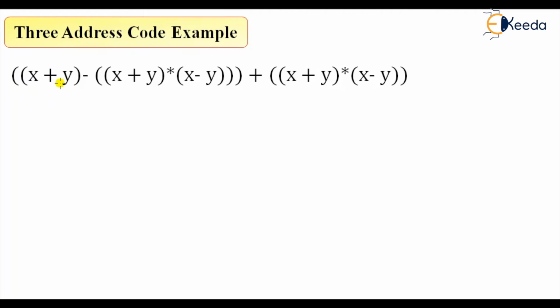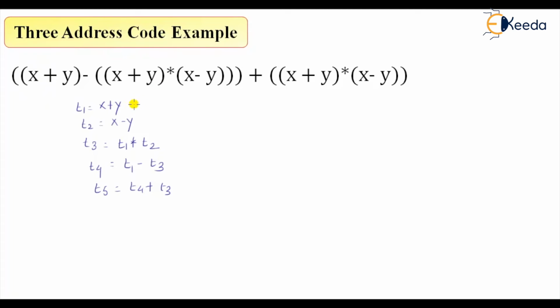In this case, let's say we start with t1 is equal to x plus y, and then I can say t2 is equal to x minus y. Then I can say t3 is equal to t1 multiplied by t2, and then I can say t4 is equal to t1 minus t3. Then I can say t5 is equal to t4 plus t3.